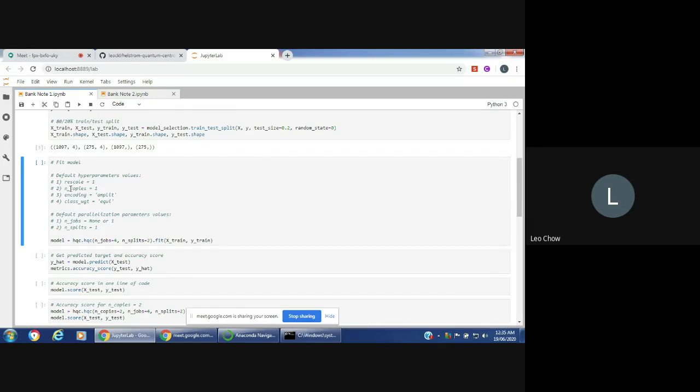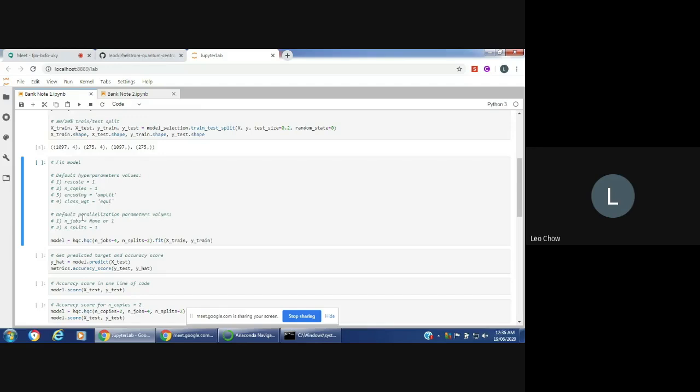And then for the number of copies, we have the default as 1 as well. As Giuseppe has mentioned, the number of copies is where you take a tensor product of the entire dataset, and you keep increasing the Kronecker tensor product. And then you have the encoding hyperparameter, which consists of two types of encoding. You have your amplitude encoding, which is the default value here. And then you also have the stereographic projection encoding method, which is the other encoding method.